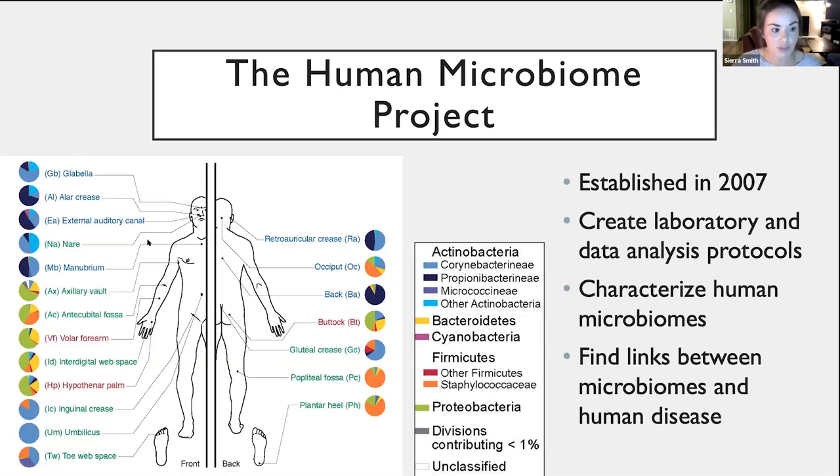And that's what this figure is indicating. Different parts of the human skin actually have different compositions of microbes, and that's what this figure here is showing. And here are the different microbial families within the phylum.